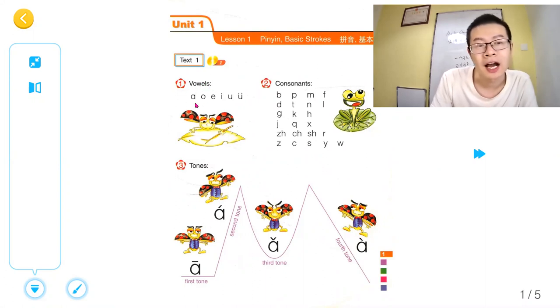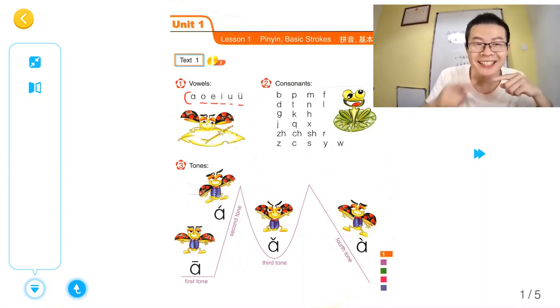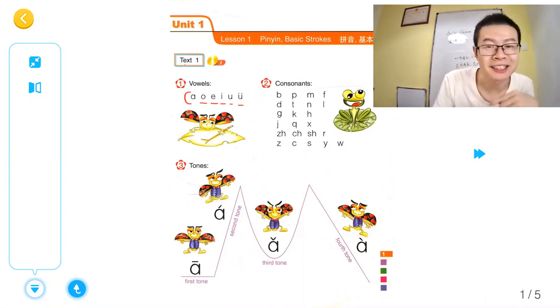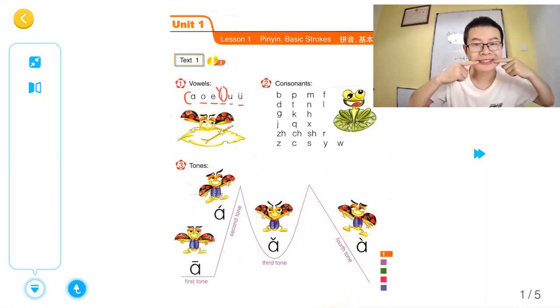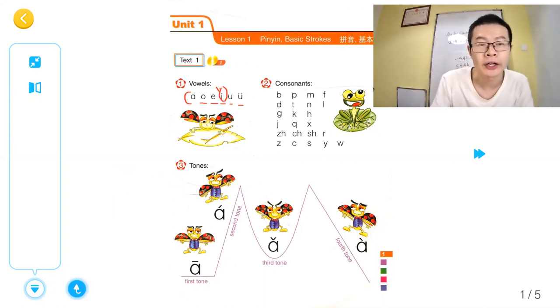We look at the text one. Vowels. A, O, E. I, U, Ü. When you pronounce I, like this one, smell, e, e, eh. When you pronounce U, your lips are rounded. U, Ü, is the difference, right?